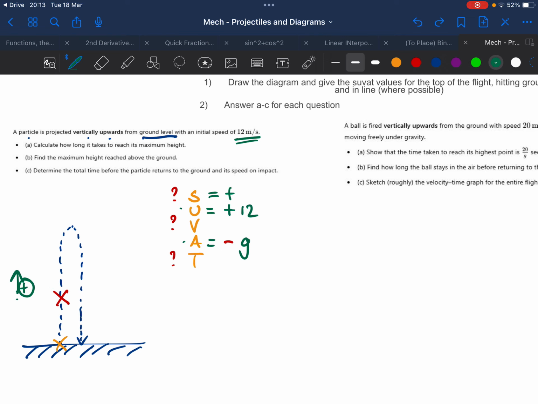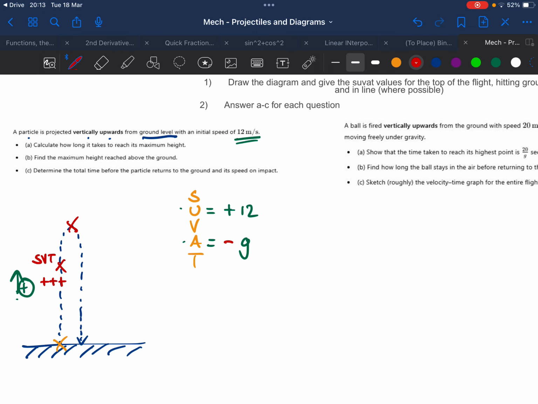Okay, but these values for S and V and T depend on where you are in the diagram. So let's say SVT at one point here, all of these values will be positive. How about here then? What will happen at this point here?